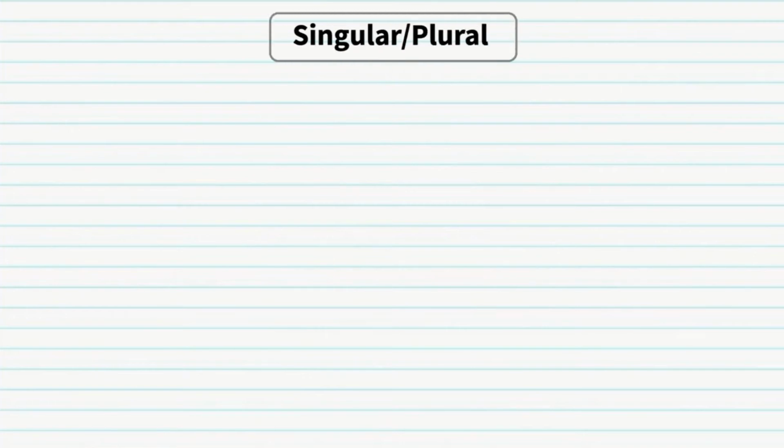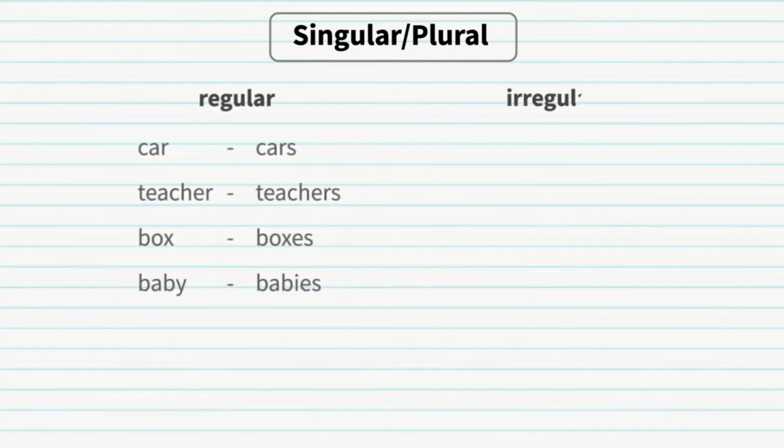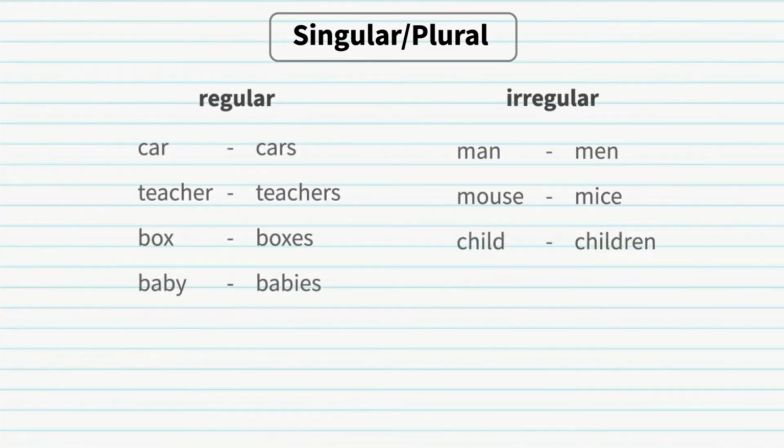Singular, plural. In English language, some nouns can be made plural by adding s, es, or ies. For example, car, cars, teacher, teachers, box, boxes, baby, babies. These are regular, or in Arabic, sound nouns that follow a rule or a pattern. There are also some nouns that are irregular, like man, men, mouse, mice, child, children.